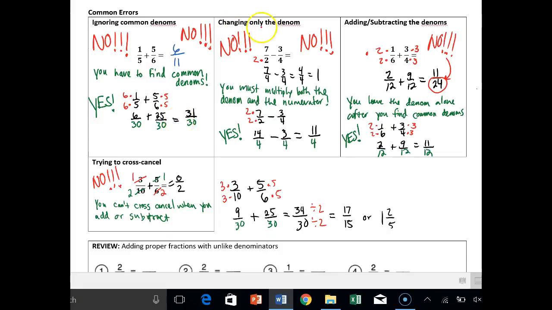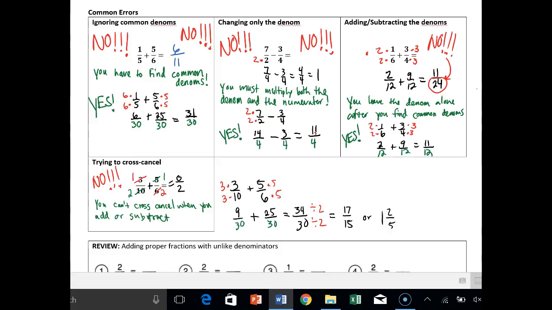A second error, changing only the denominator. So 7/2 minus 3/4. Well, I say, okay, I gotta have common denominators. So I'll make that a denominator of 4. So 7/4 minus 3/4. Oh, that equals 4/4, and that equals 1. No, you have to do both the numerator and the denominator. If I'm changing the denominator by multiplying by 2, I have to multiply the numerator by 2. So I get 14/4 minus 3/4, which gives me 11/4.